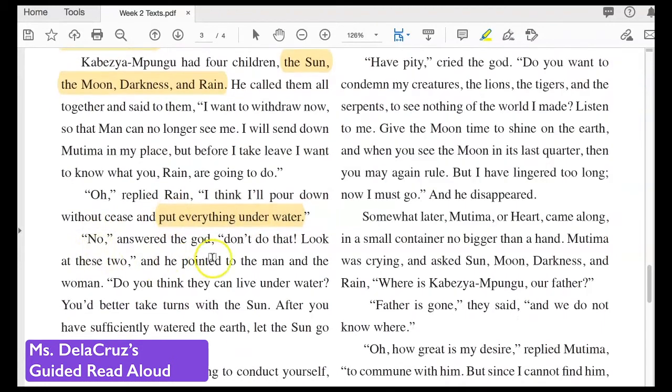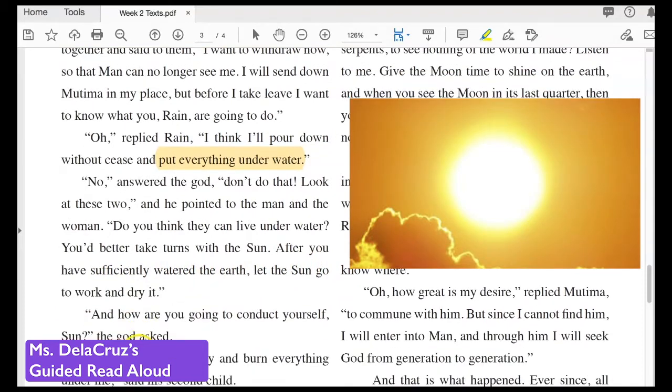"No," answered the god, "don't do that. Look at these two," and he pointed to the man and the woman. "Do you think they can live under water? You'd better take turns with the sun. After you have sufficiently watered the earth, let the sun go to work and dry it."